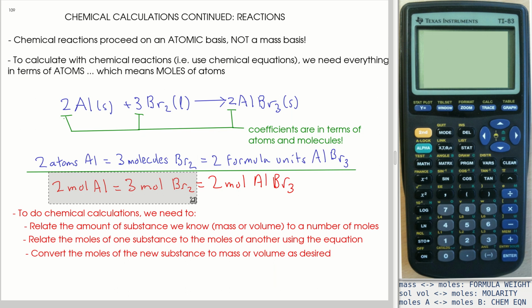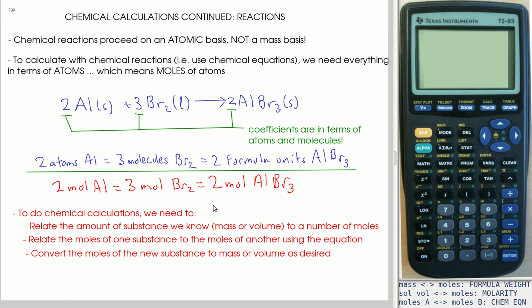And then finally, once you've used that ratio, convert the moles of the new substance, in our case aluminum, to mass or volume or whatever units they ask for. If they ask for moles, we just don't do anything. But typically you'll be asked for a mass or a volume here because you have to go into the lab and measure it, and you can't directly measure moles easily in the lab.